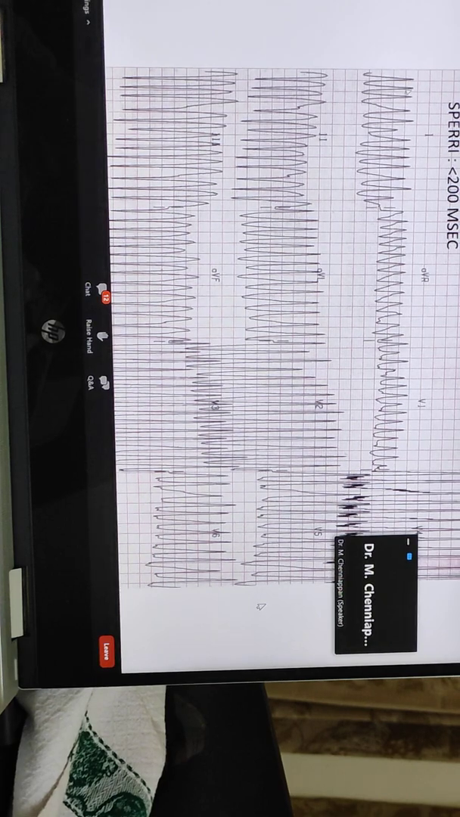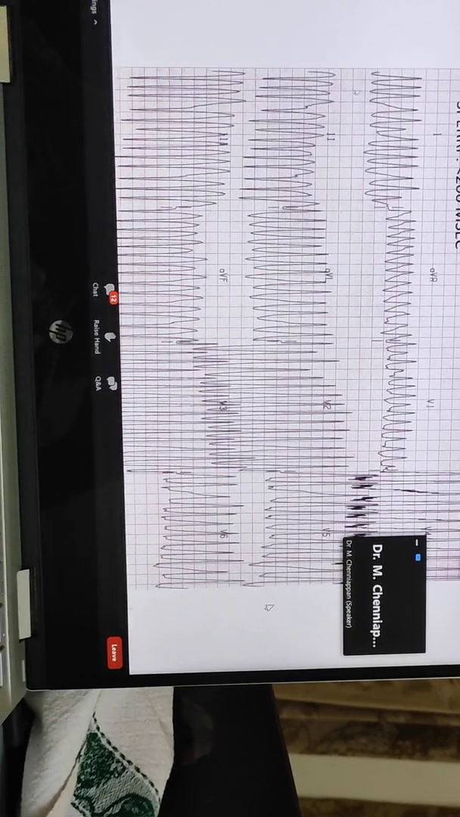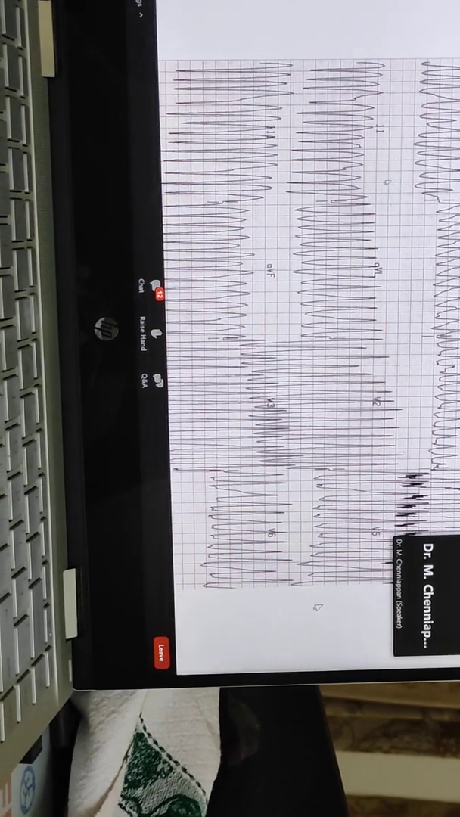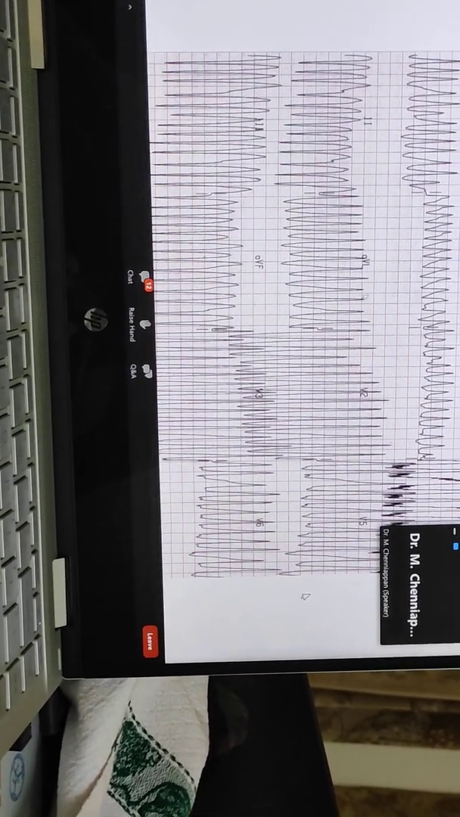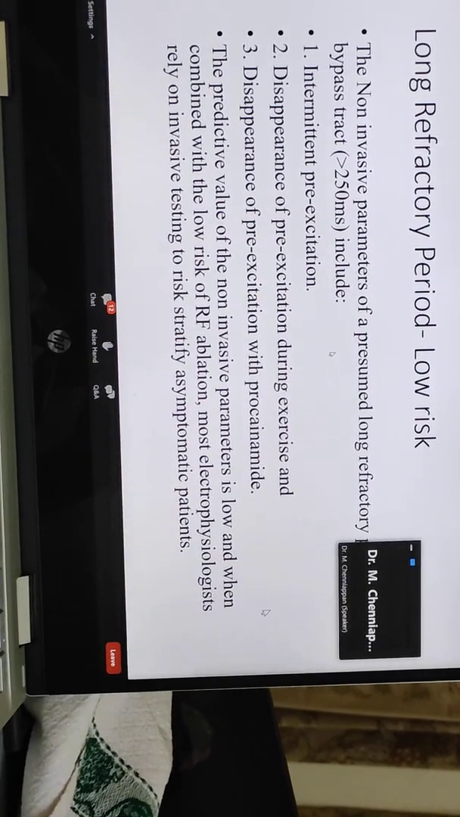That means your accessory pathway refractory period is so short that it is able to conduct more than 300 impulses to the ventricles. So this may degenerate at any time into ventricular fibrillation. So this patient should undergo radiofrequency ablation at the earliest.